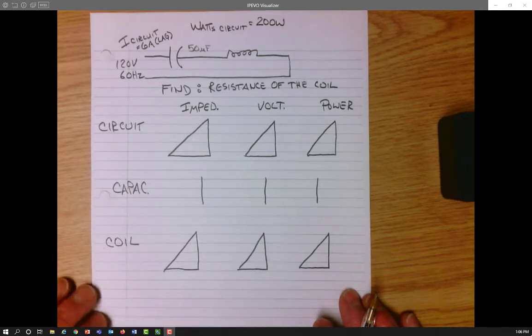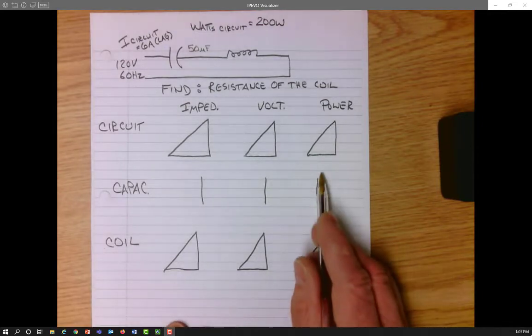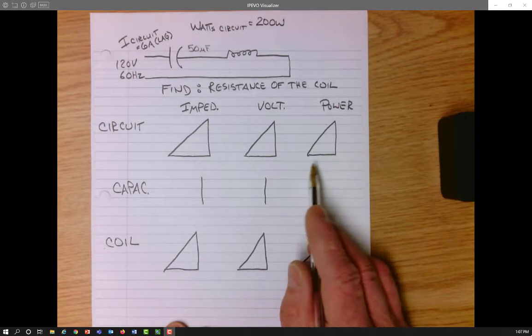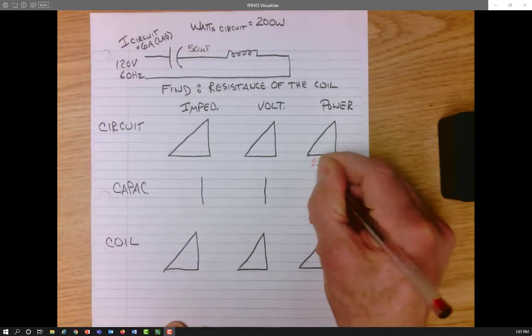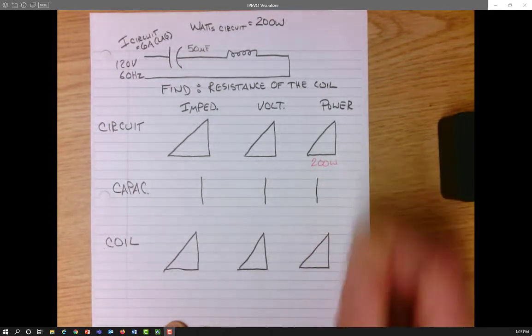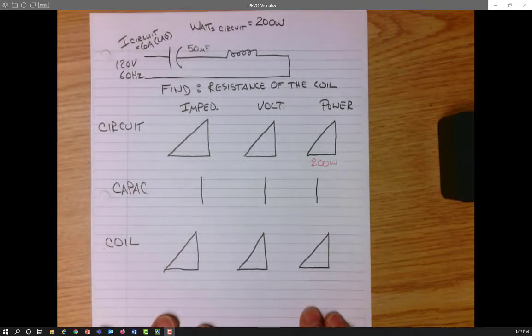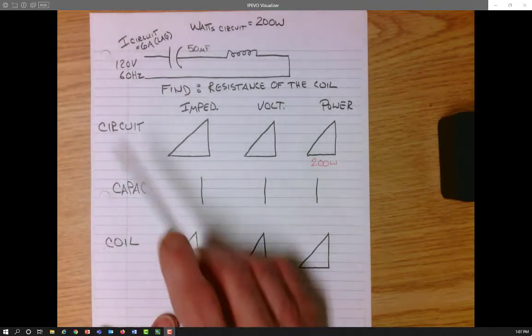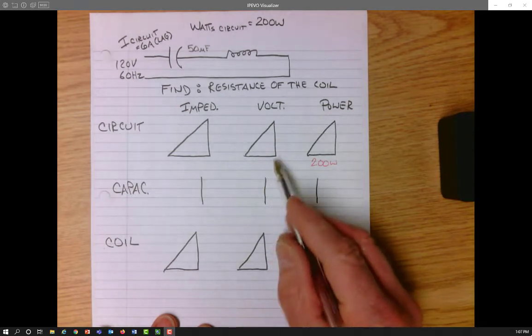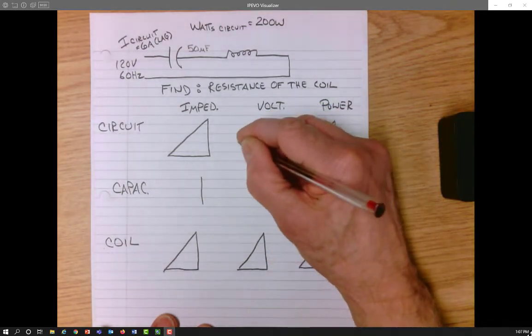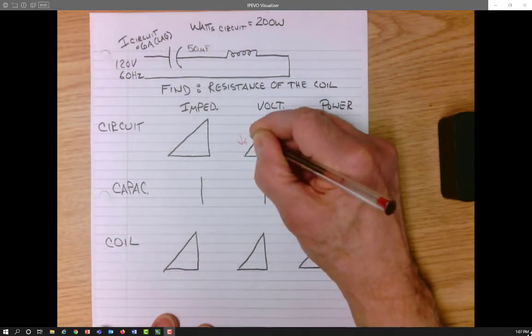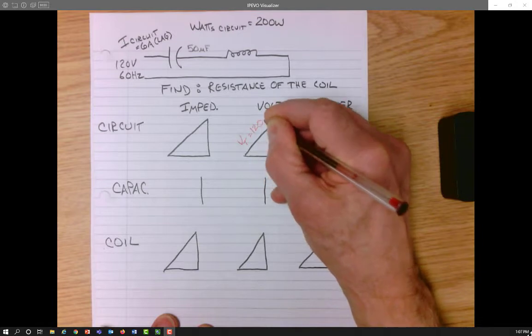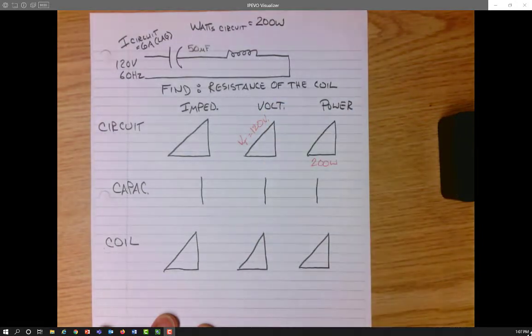So what we know for sure is that the watts for the entire circuit is 200 watts. That goes on my power triangle. Watts always goes on the horizontal. So 200 watts goes there. I also know the voltage of the circuit is 120 volts, so on my voltage triangle for the circuit, the total is 120 volts.